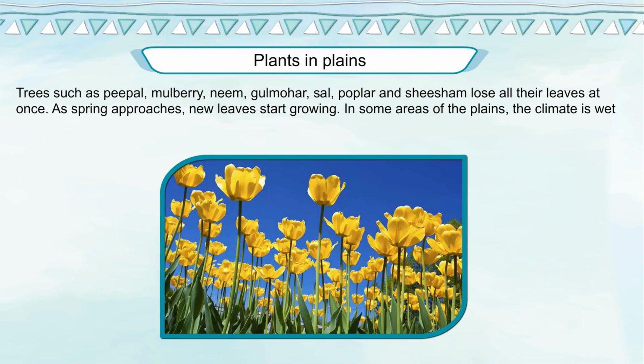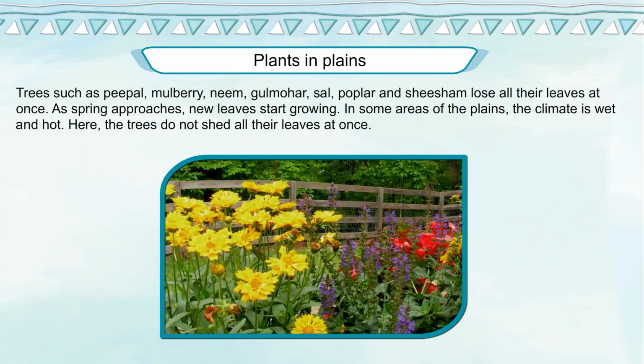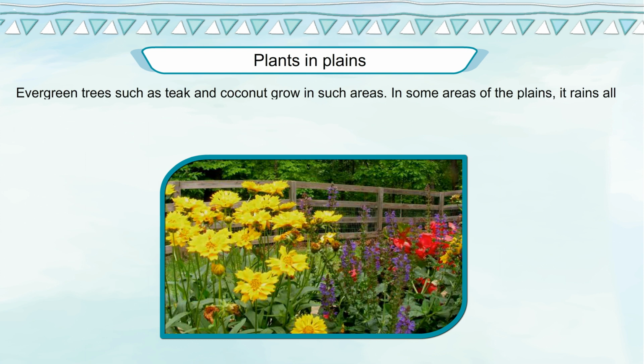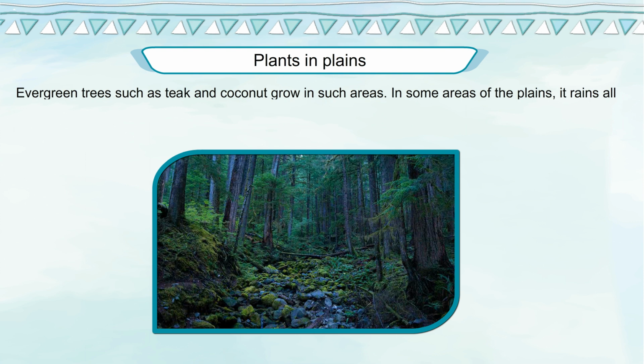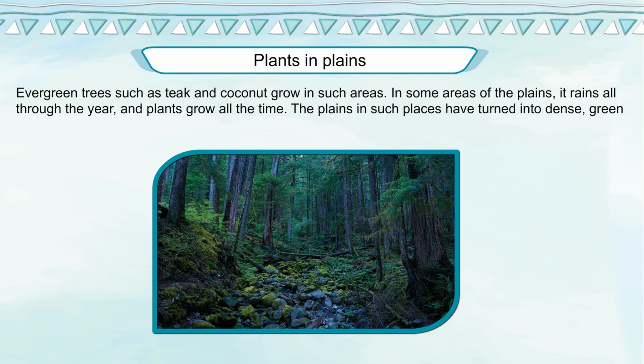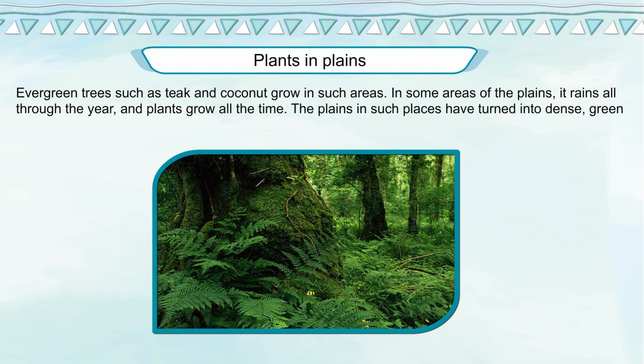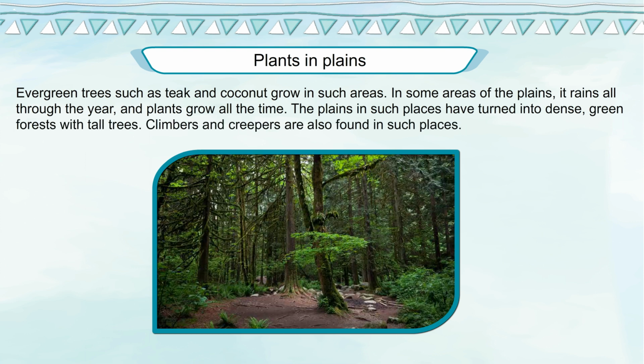In some areas of the plains, the climate is wet and hot. Here the trees do not need to shed all their leaves at once. Evergreen trees such as teak and coconut grow in such areas. In some areas of the plains, it rains all through the year and plants grow all the time. The plains in such places have turned into dense green forests with tall trees.